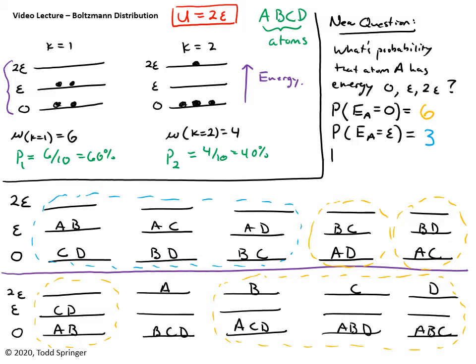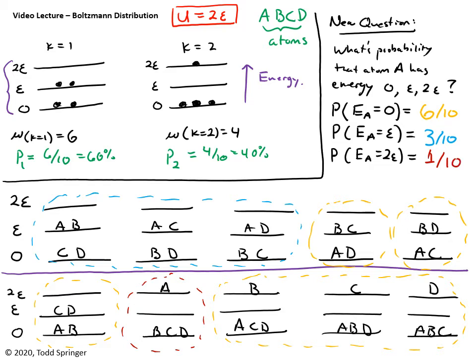And then what's the probability that atom A has energy 2 epsilon? There's only one left. It's this one here. So it's equal to 1. Still adds up to 10, of course, because I still have the same number of microstates. And I'm still doing the same thing. I'm just counting all of these microstates. And remember that all 10 of these are equally likely. So if all 10 of these are equally likely, sorry, this should be 6 out of 10, 3 out of 10, and 1 out of 10 will be the probabilities of each one of those.